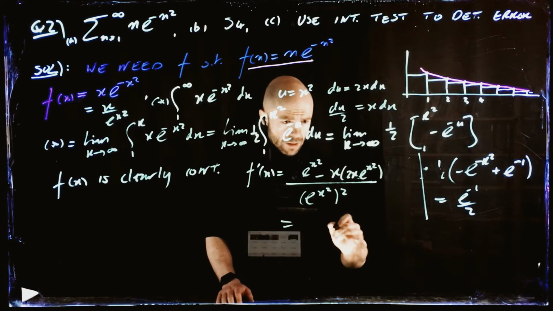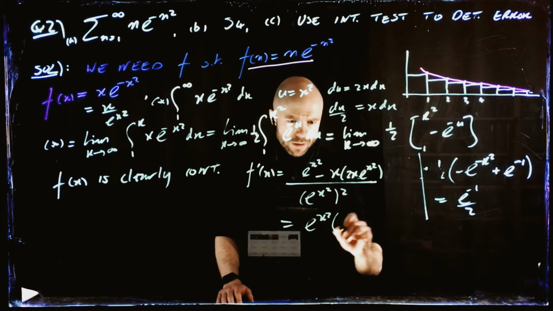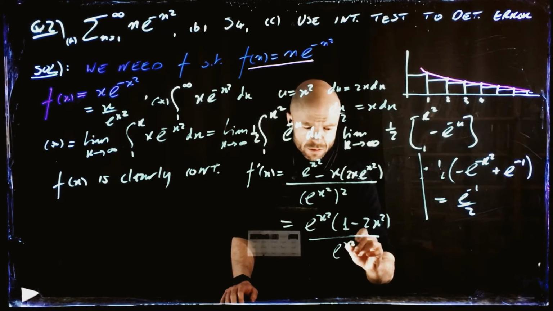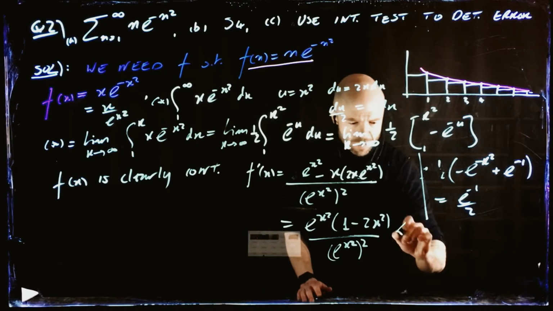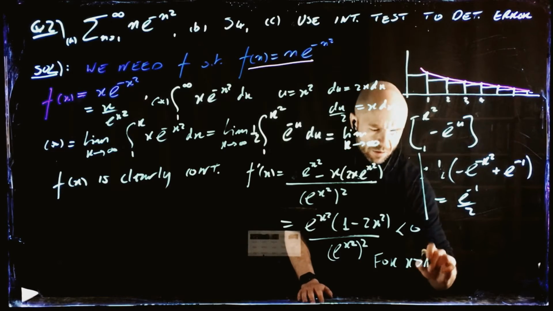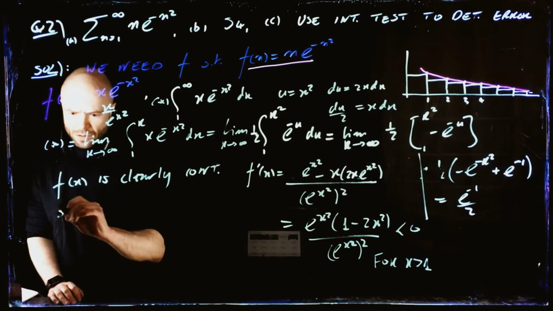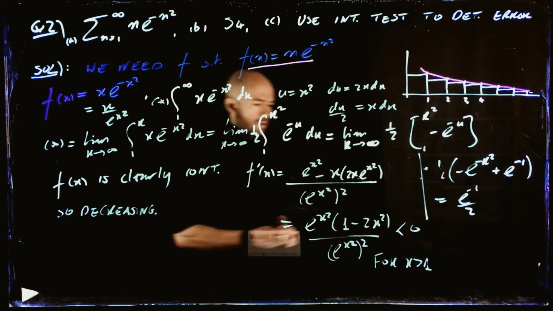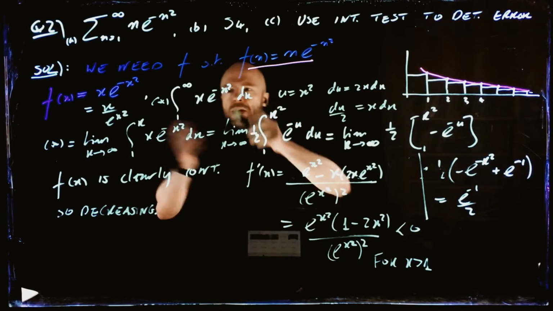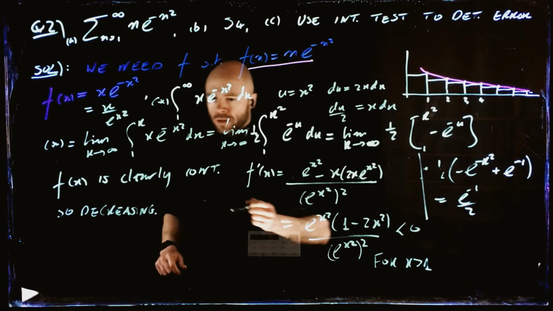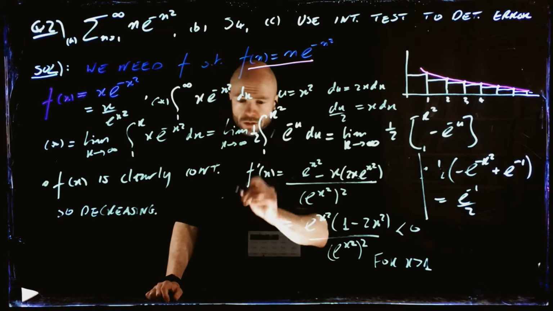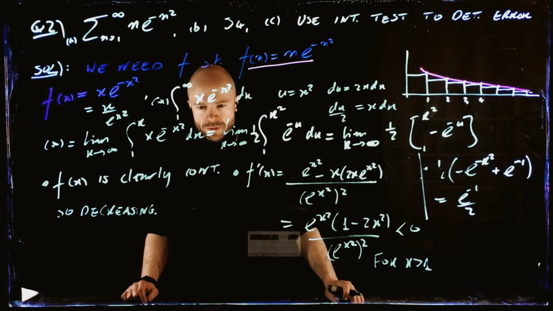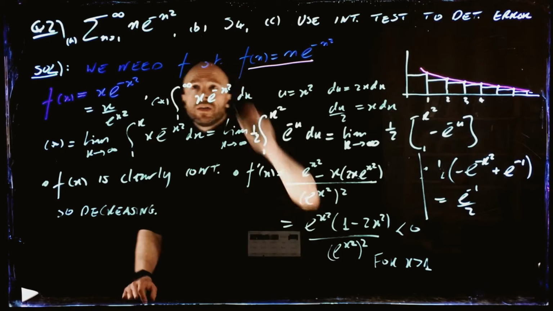And what's this? Let's pull out the x squared. So we have x squared times (1 minus 2x squared) over (x squared) squared. And sure enough, this is less than 0 for any x bigger than 1, so it's a decreasing function. All right, so we have definitely shown that this converges by the integral test. We've checked the conditions: it's continuous, the derivative is negative, and the integral converges. Everybody happy? Cool, so that's part A done.